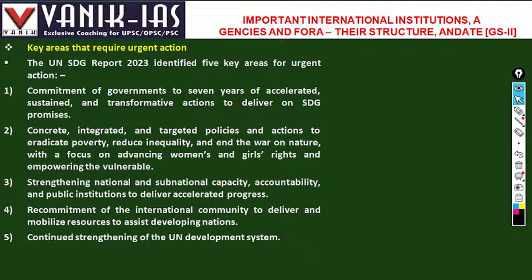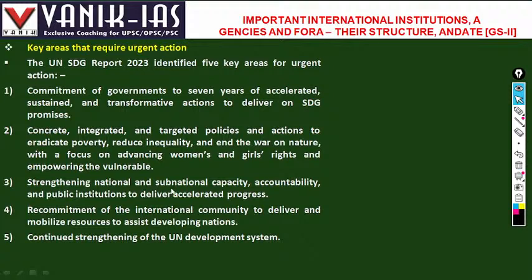So the UN SDG report 2023 identified 5 key areas for urgent action. Although 17 goals are there, 5 areas need urgent action. Commitment of governments to 7 years of accelerated, sustained and transformative action to deliver the SDG promises, because 2030, that means this is 2024, hardly 5-6 years left. Concrete, integrated and targeted policy and action to eradicate poverty, reduce inequality and end the war on nature, with a focus on advancing women's and girls' rights and empowering the vulnerable.